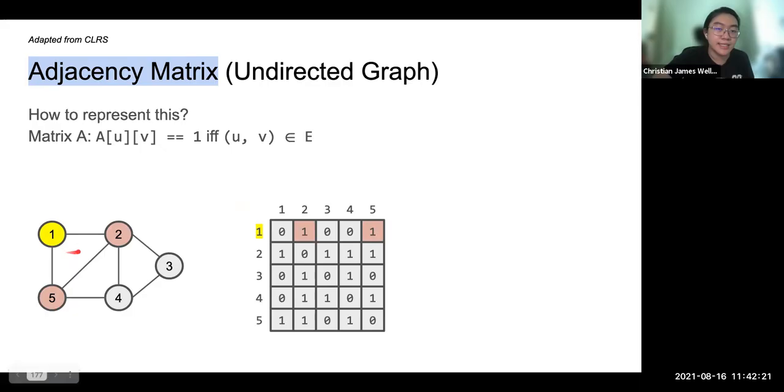Here's an example. Let's say I have node 1 here. I look at row 1, and it's connected to 2 and 5. So I fill up entries (1, 2) and (1, 5) of the matrix with 1. Node 2 here is connected to everyone: 1, 3, 4, and 5. So I put 1 for everyone. So this is the adjacency matrix of an undirected graph.